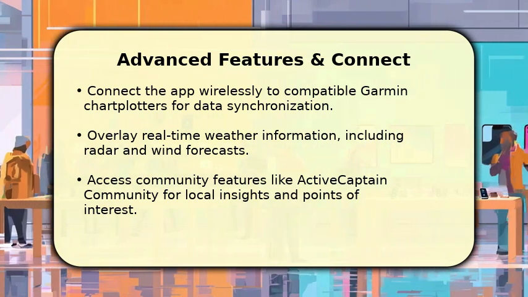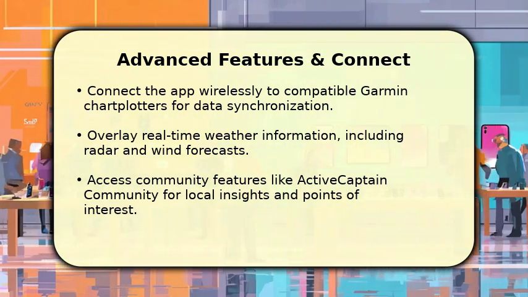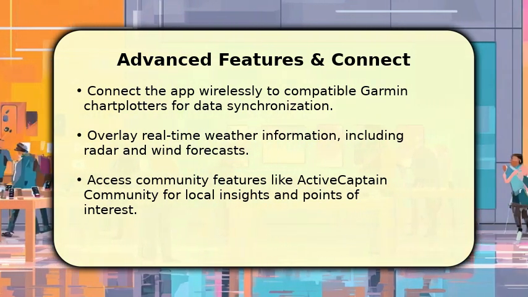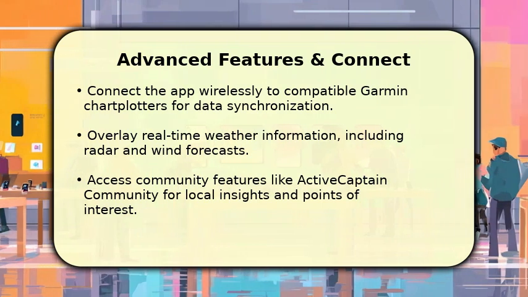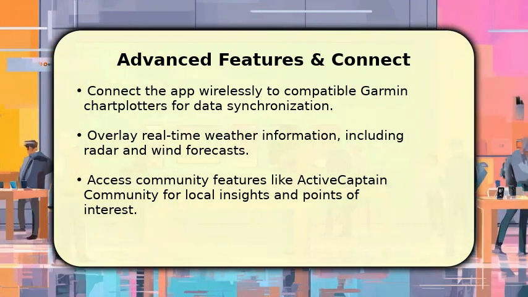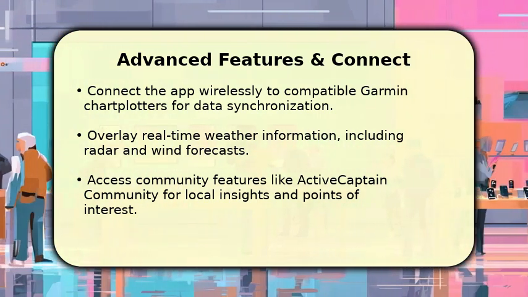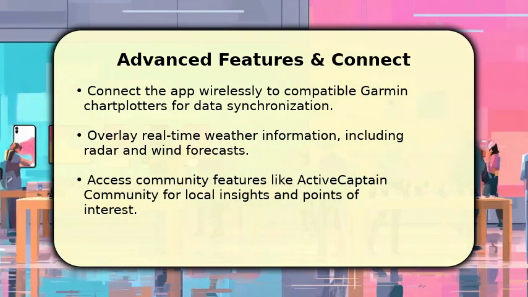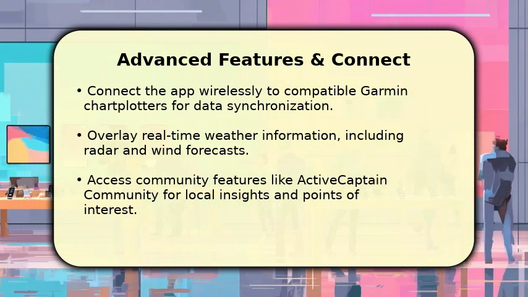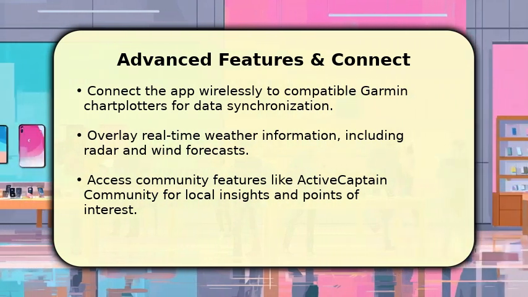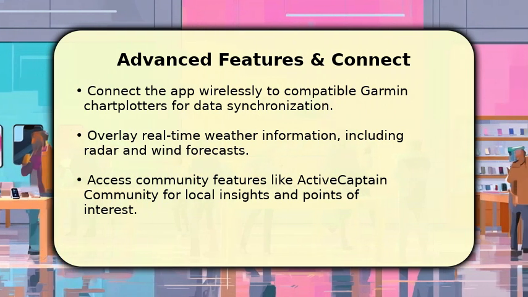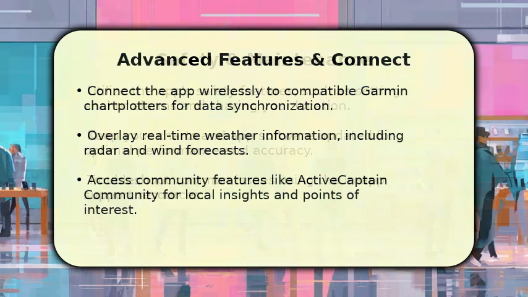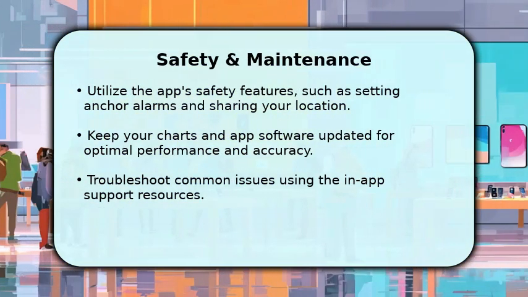Now, let's explore some advanced features and connectivity. You can wirelessly connect the app to compatible Garmin chart plotters, allowing for seamless data synchronization. Overlay real-time weather information, including radar and wind forecasts, directly onto your charts. The ActiveCaptain community provides valuable local insights and points of interest shared by other boaters. Plus, you can manage and update your Garmin device software and charts directly from the app, ensuring you always have the latest information.